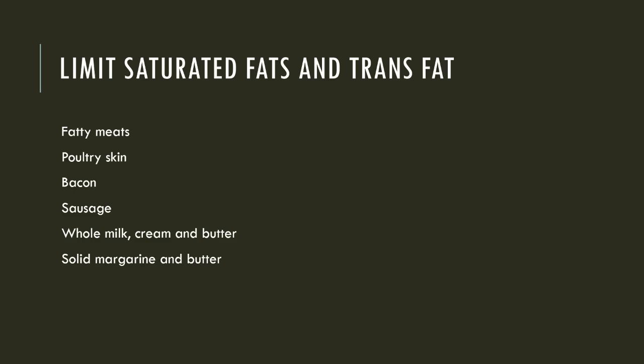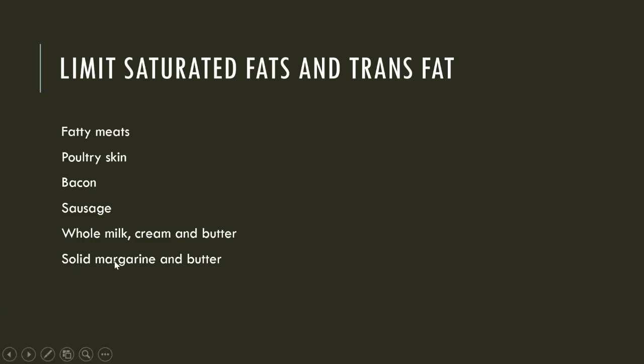And I mentioned earlier, saturated fat comes from animal products, but some animal products are higher in saturated fats than others. Some of your fatty meats are going to be real high in saturated fat. This would be like beef or pork ribs. A lot of cuts of chicken will be lower in saturated fat, but cuts like the thigh or the skin of poultry will be high in saturated fat. Bacon and sausage are high in saturated fat. Also, whole milk, milk cream, solid margarines or butter.